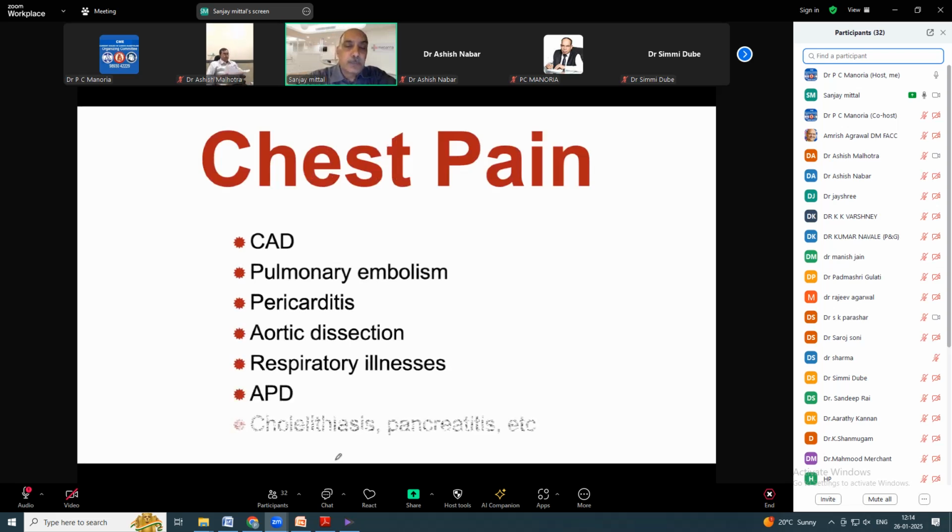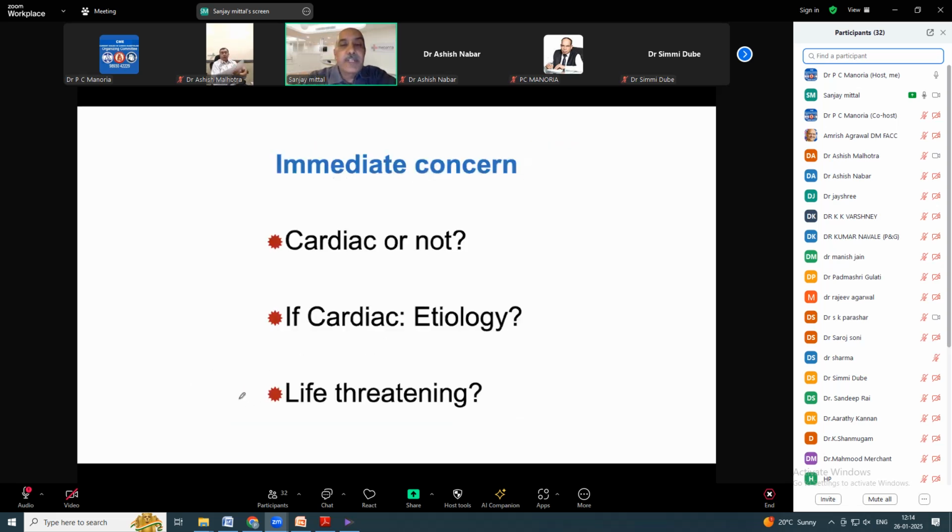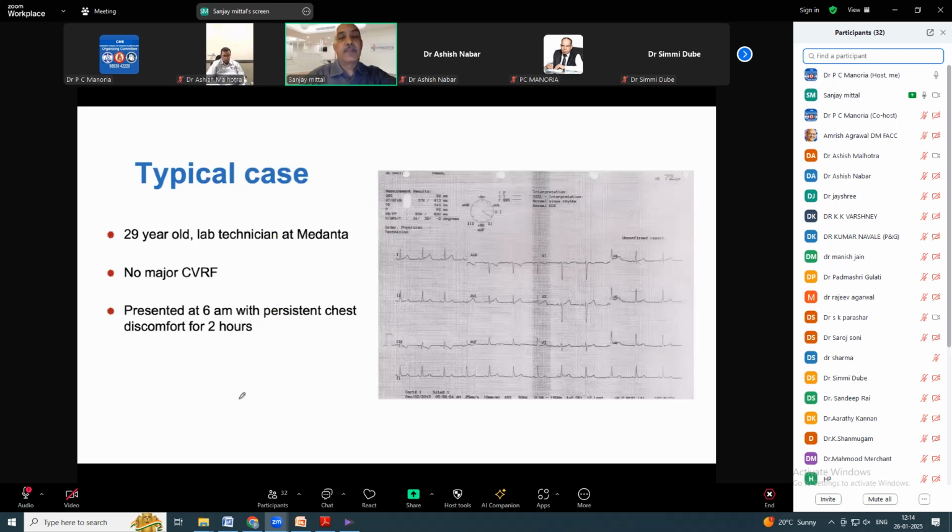Let's talk about chest pain. If the person presents with chest pain in the emergency room with or without breathlessness, so many diagnoses could be there. And echocardiography is definitely a test which could help us tell whether this chest pain is cardiac or not. If it is cardiac, what could be the etiology? And if it is cardiac, what kind of threatening situation can we have?